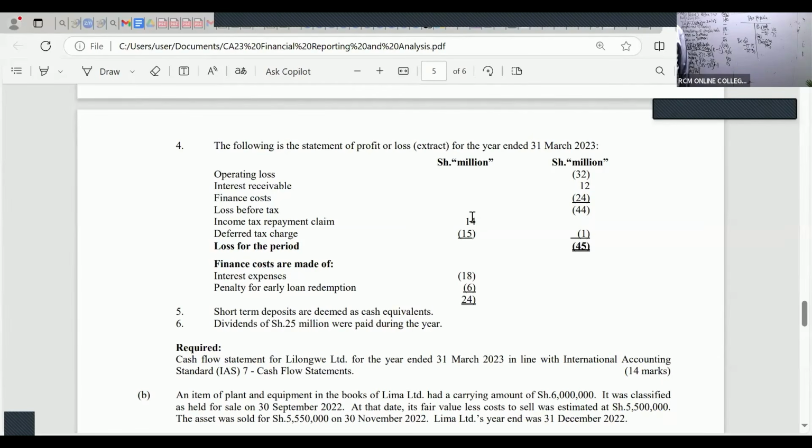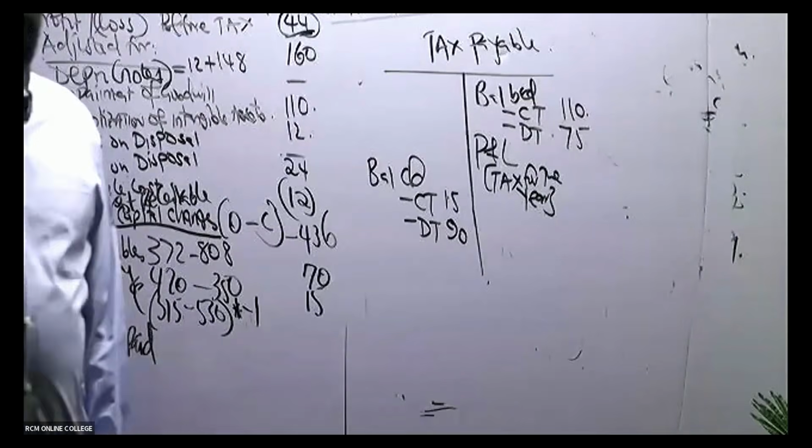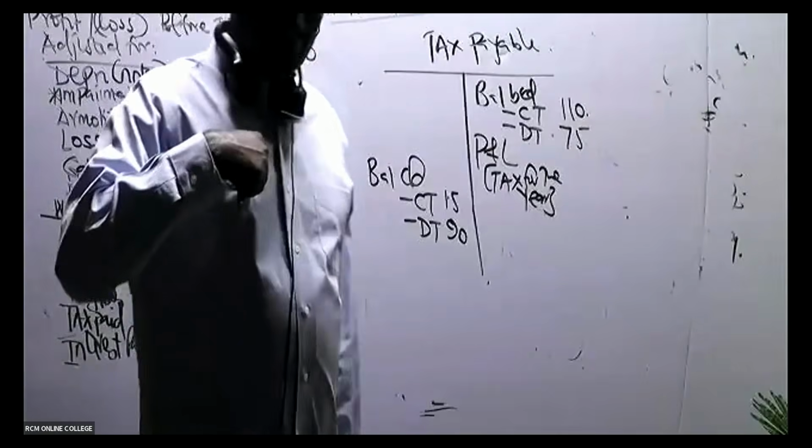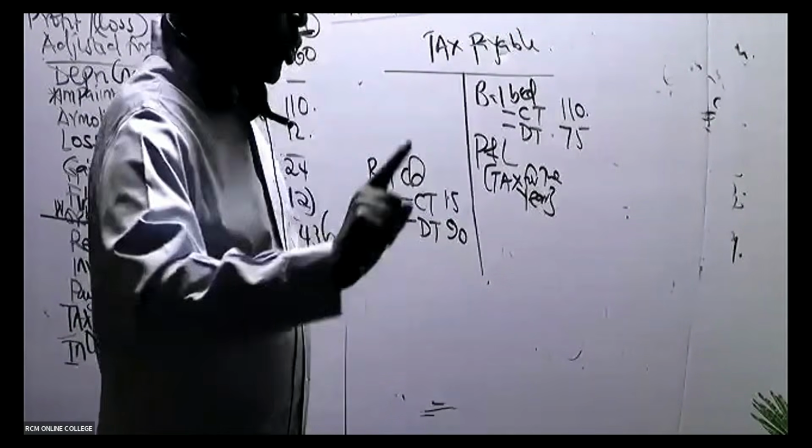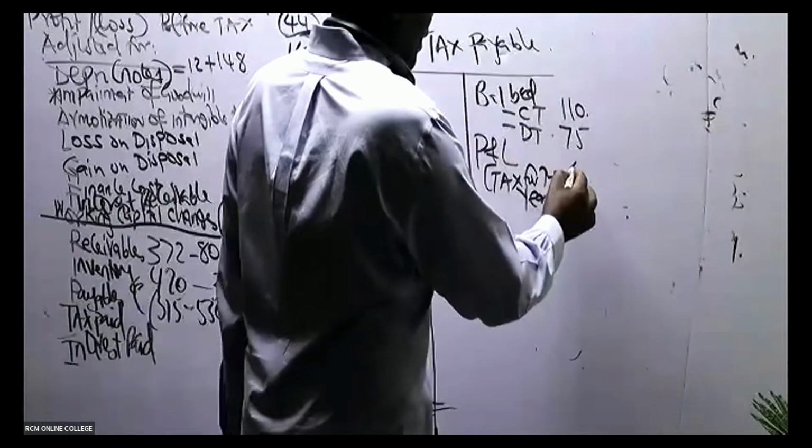We are combining this income tax. You can see we have something from KRA of 14 that we are claiming, and then we have a deferred tax charge for the year of 15. So this is minus 1, meaning that at the end of the day, we have to pay some money to the tax authorities. Liabilities were going up. So P&L here is 1.